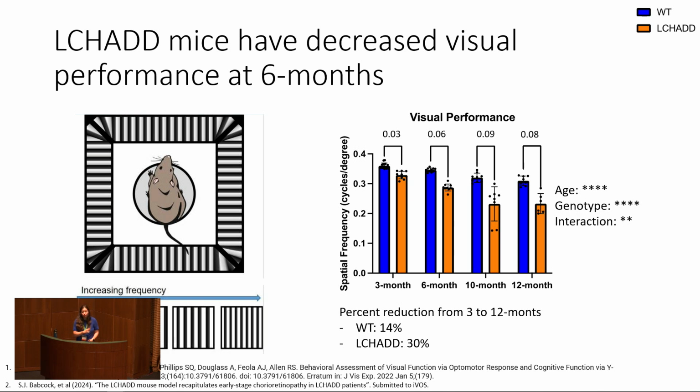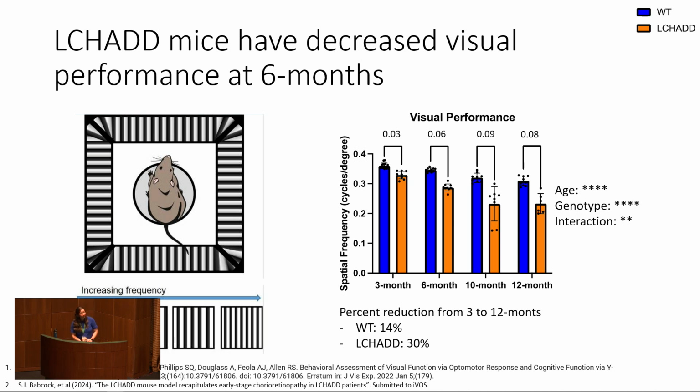So the grating can move clockwise or counterclockwise, depending on if you want to measure the left eye or the right eye. And you can tell the mouse can see it because its head will also move in the direction of the grating. So it will move clockwise with the grating, or it will move counterclockwise.